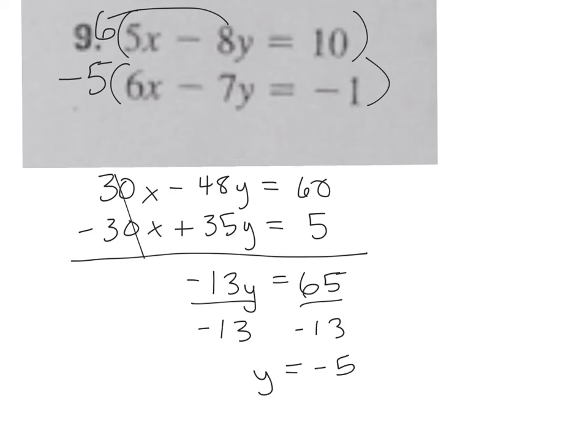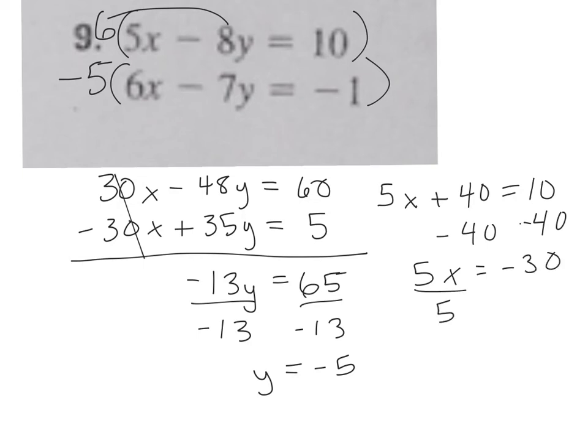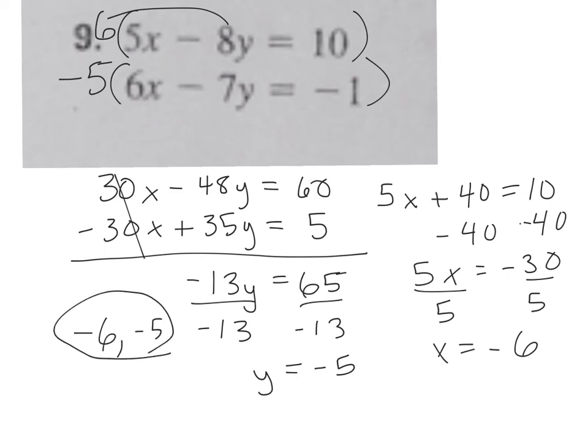Now to find what x is, I'm going to plug it in. Let's go to the top one. I'm going to have 5x minus negative 8 times a negative 5. Well, that'll be plus 40 equals 10. Then we're going to minus 40 from both sides. That's going to give me 5x is equal to a negative 30. Then divide by 5. That gives me x is equal to negative 6. So my answer here is negative 6, negative 5. And that's what I got for number 9.